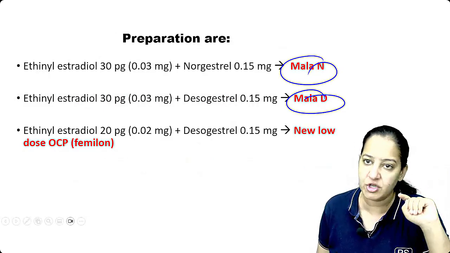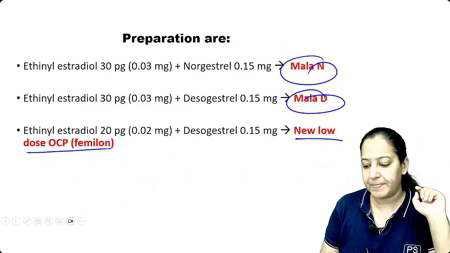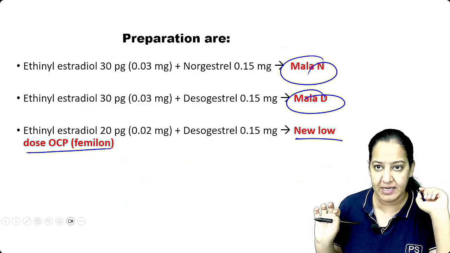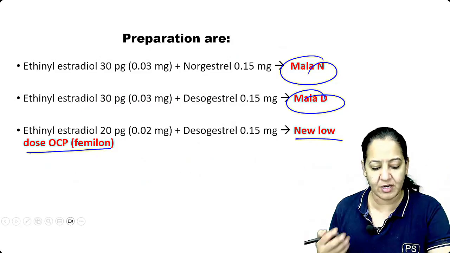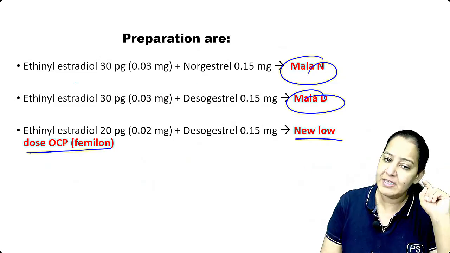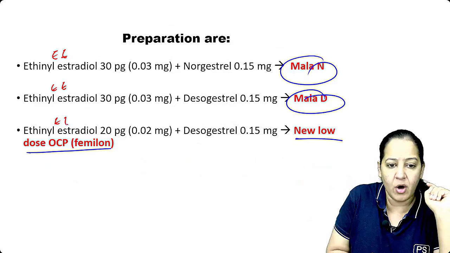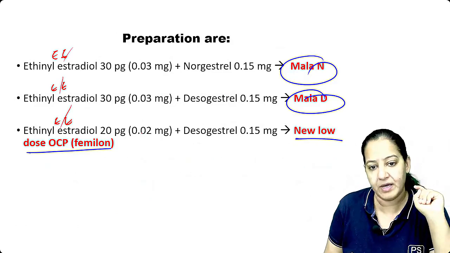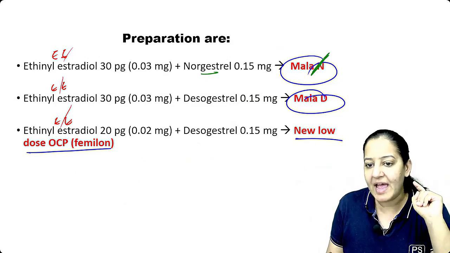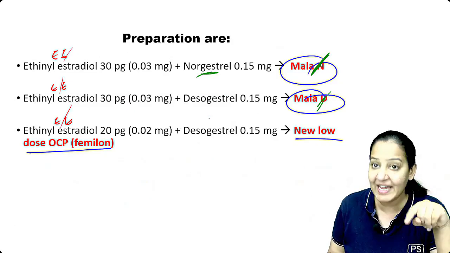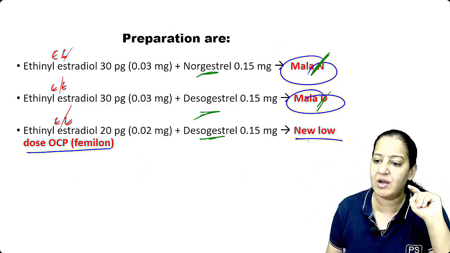You have to learn the composition of Mala D, Mala N, and the third type is the new low dose OCP, that is Femilon. So please learn the three types, Mala D, Mala N, and new low dose OCP, that is Femilon. So let me tell you the composition. What is D, what is N? Estrogen is the same in all, ethinyl estradiol. The progesterone is different. In Mala N, N for norgestrel. In Mala D, D for desogestrel. And in Femilon, the progesterone is desogestrel like Mala D only.